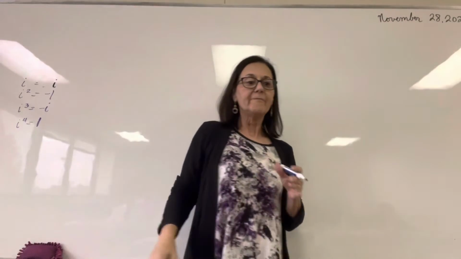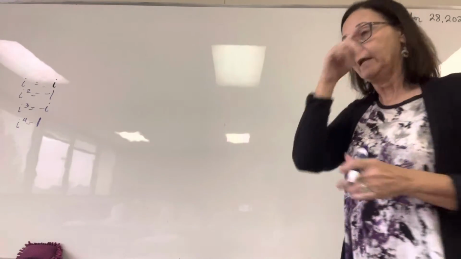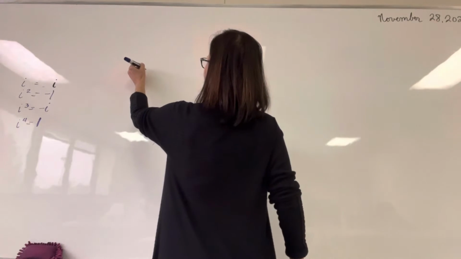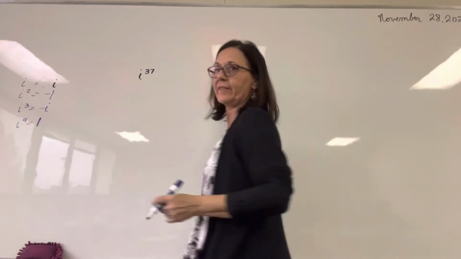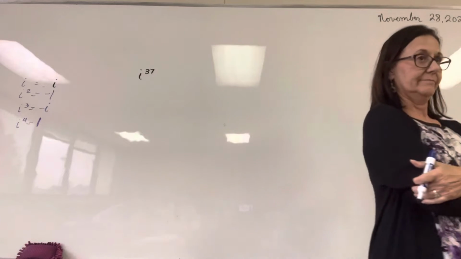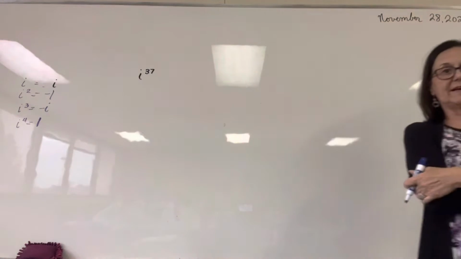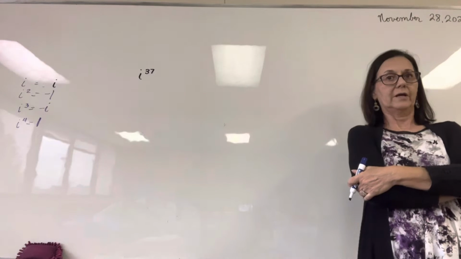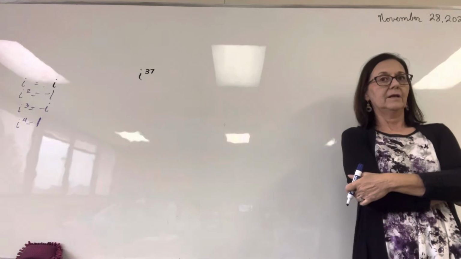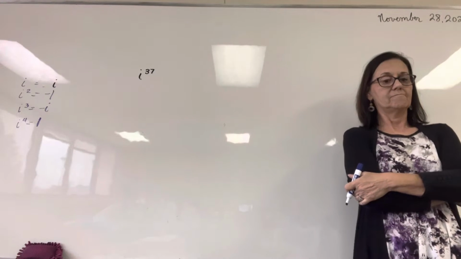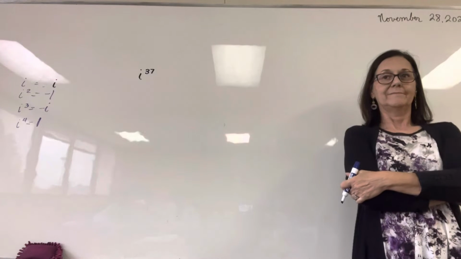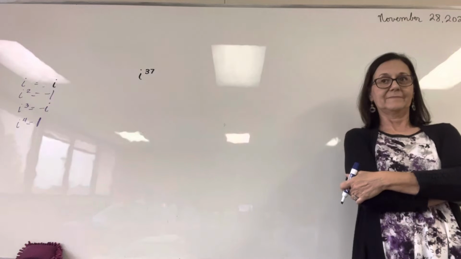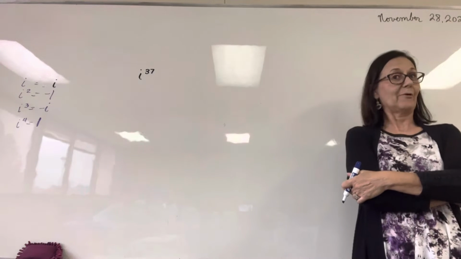All right, there are a lot of patterns in life. What if I said, what is i to the 37th? Could we figure it out? We could use a calculator. It's i, because it's odd. It's a math error. It won't go that high.